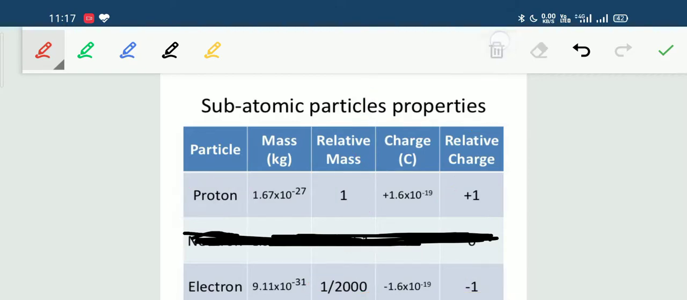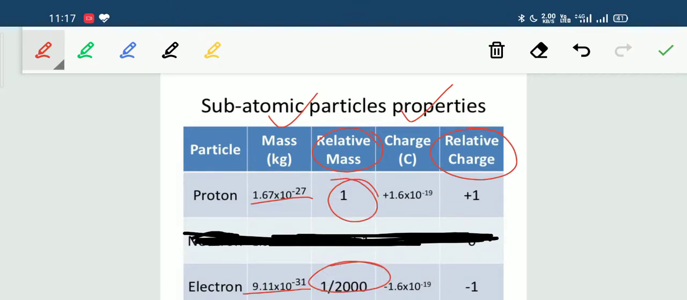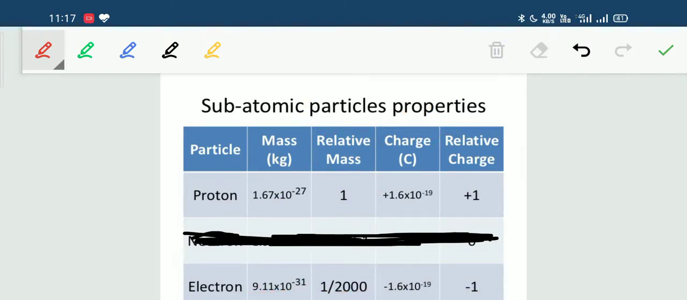Once again I am repeating, since absolute masses, that is in terms of kg or grams, and absolute charge, that is in terms of coulomb, they are very small in values. Therefore, instead of using these values, we use relative masses and relative charges. For proton, relative mass is 1 U. For electron, it is 1 by 2000 U. Relative charge for proton is plus 1 and for electron it is minus 1. You have to learn both the values.